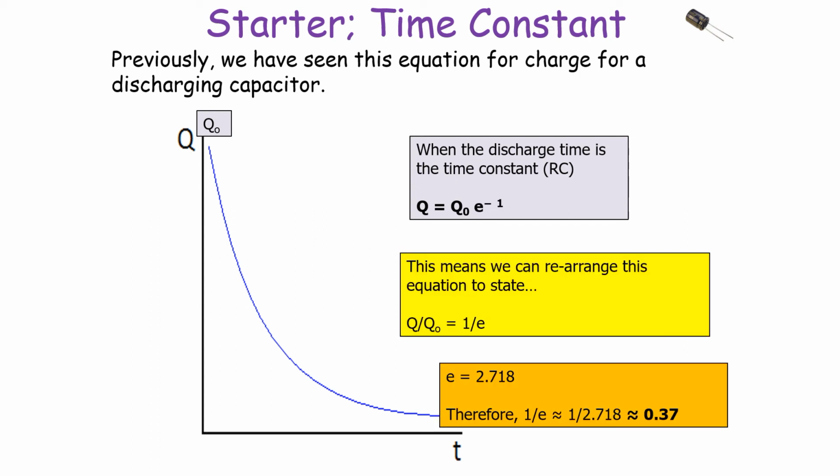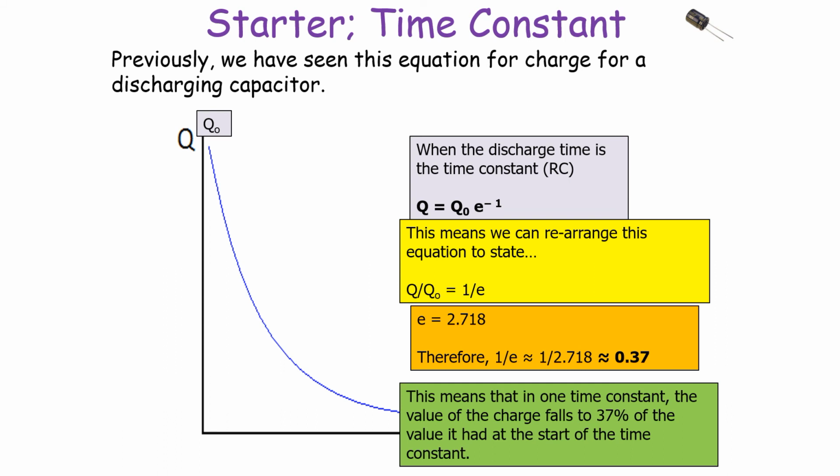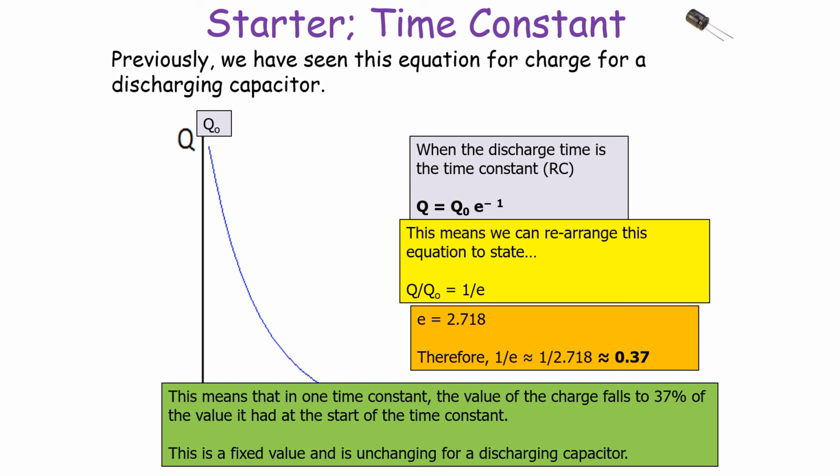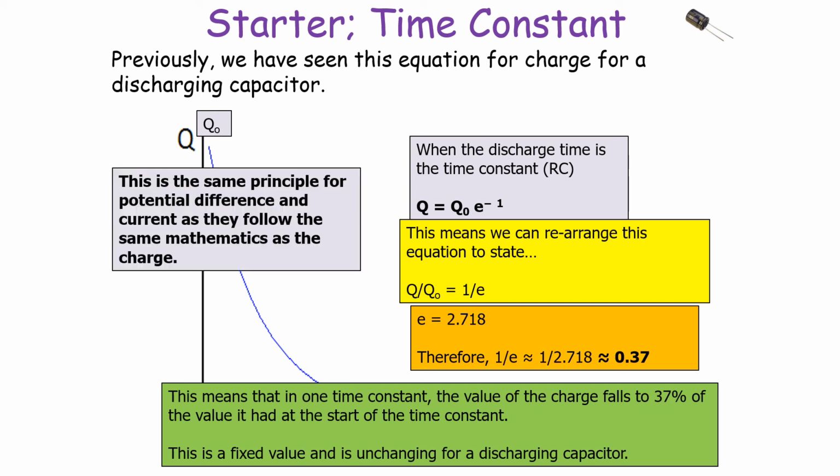So therefore we know as e is equal to 2.718, 1 over e is equal to 0.37. So it means that in one time constant, the value of charge or potential difference or current falls to 37% of the value it had at the start of the time constant, or it loses 63%. Now it's important to note this is a fixed value and is unchanging for a discharging capacitor. Now this is the same principle for potential difference and current.